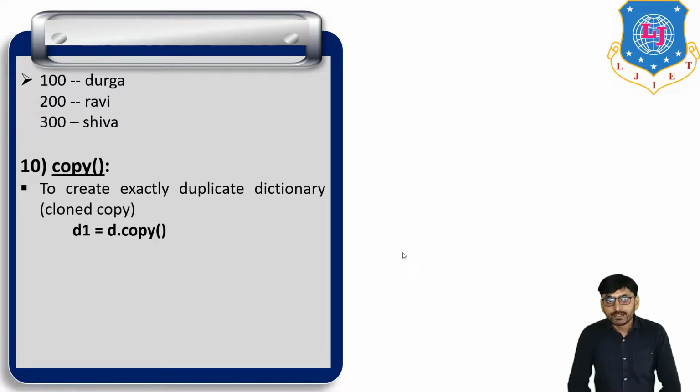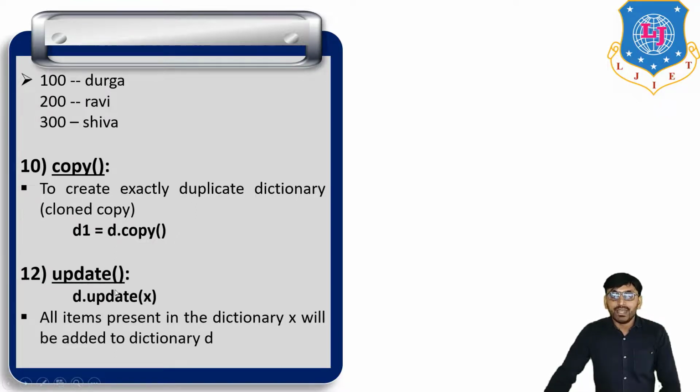Then the copy function creates an exactly duplicate dictionary, a clone copy. So d1 is equal to d.copy(). So d1 is a clone copy of d, an exactly duplicate dictionary. Okay. Then update: d.update(x). All items present in dictionary x will be added to dictionary d. So all items of this x dictionary are added to the d dictionary.